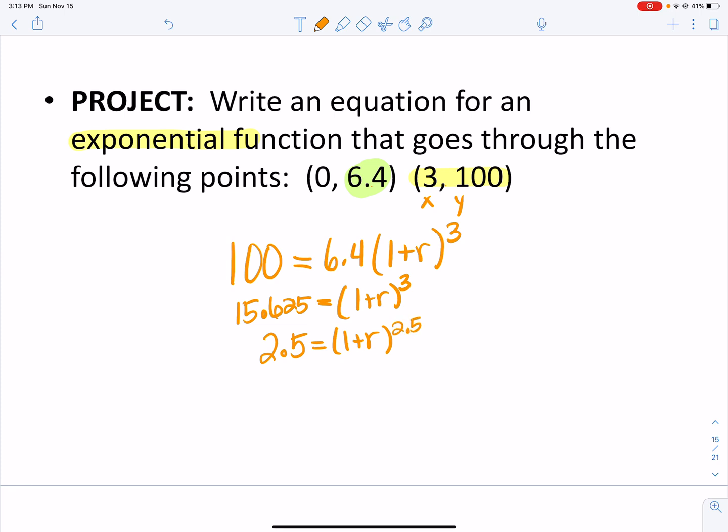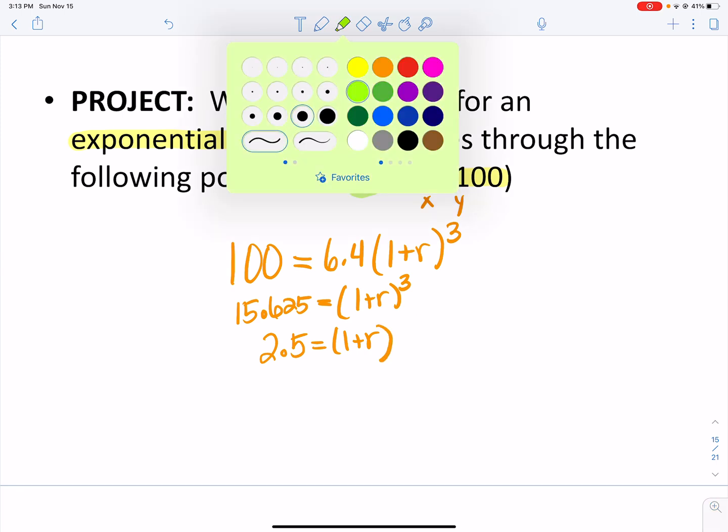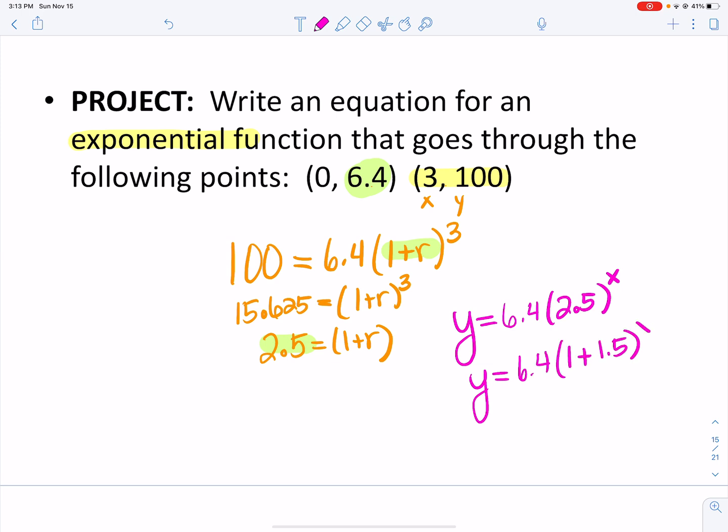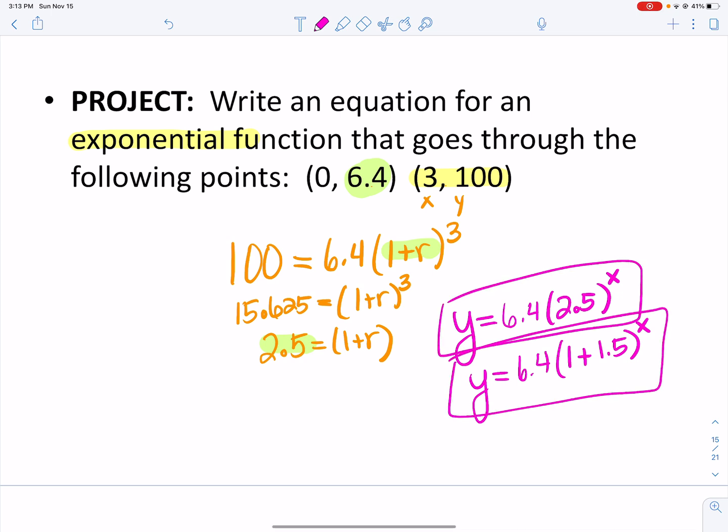So now I don't know why I wrote that there because I'm crazy. All right. So I now know that my 1 plus r is 2.5. So I could write an equation. My equation would be y equals 6.4 times 2.5 to the x. Because this already, if you want to split it out, wouldn't this be 1 plus 1.5? If you want to, I would take either answer. Some kids want to leave it. Some kids want to split it.